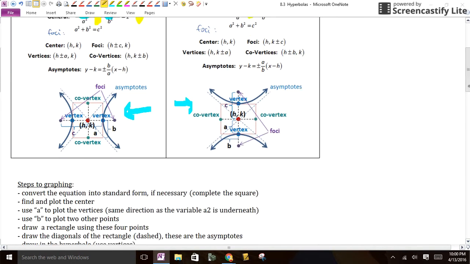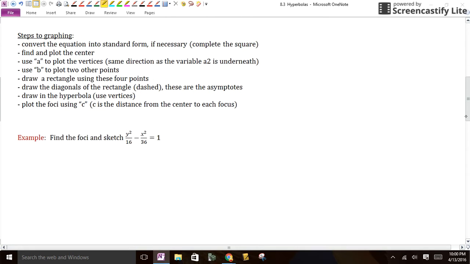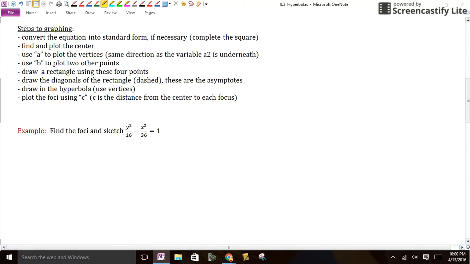All right, the best way to do this is probably to go ahead and talk about these things. There are the steps to graphing, but I'm just going to jump straight into graphing. But make sure you get it into standard form, which this one is. And then I'm going to go ahead and graph. First thing I'm going to do, just like an ellipse, is find the center. For us, the center is 0, 0, because there's nothing in parentheses there. So I'm going to go ahead and put the center.